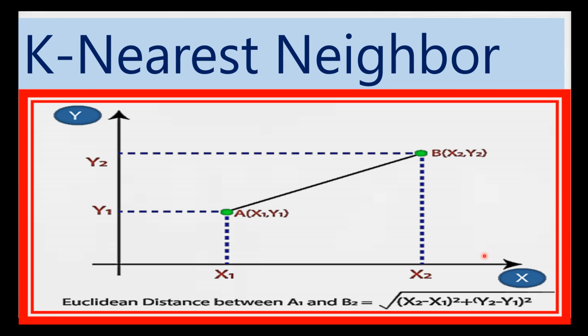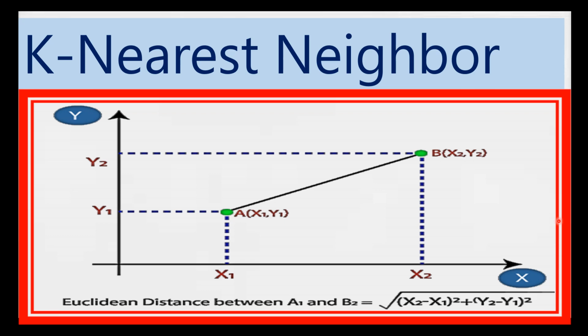And here the value of K is an essential hyperparameter that needs to be chosen carefully. Because a small K value will make the classifier more sensitive to noise and local patterns. But if you take a large K value, it will make it smoother and more robust to noise.